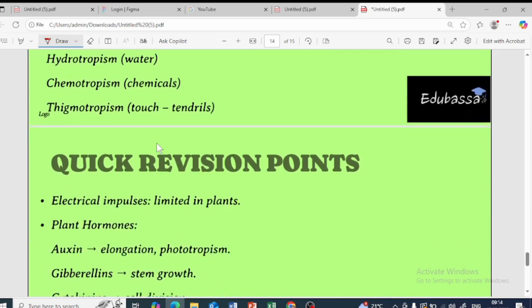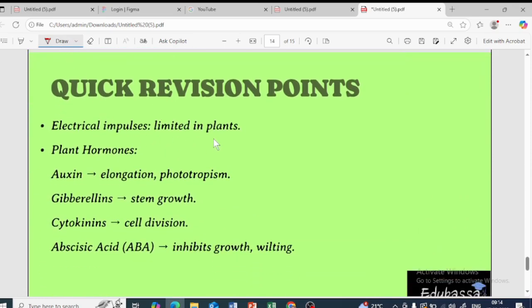Electrical impulse is limited in plants, so that's why hormones are needed. Talking about the plant hormones, there is auxin, gibberellins and cytokinin, which are the growth promoting hormones. There is abscisic acid, which is a growth inhibiting hormone. Auxin helps for phototropism and elongation. During phototropism, the auxins move to the shady region, and there they elongate the cells, and hence the plant bends towards the light, making a way for phototropism.